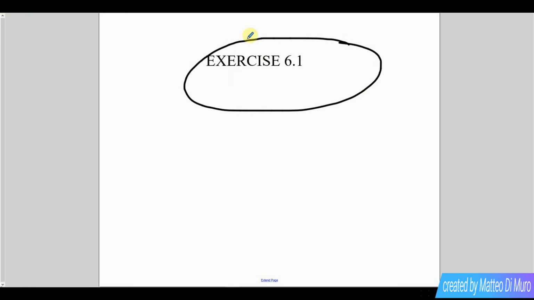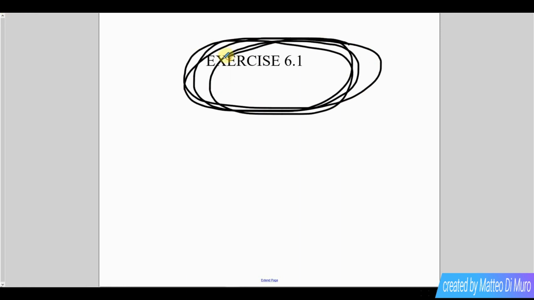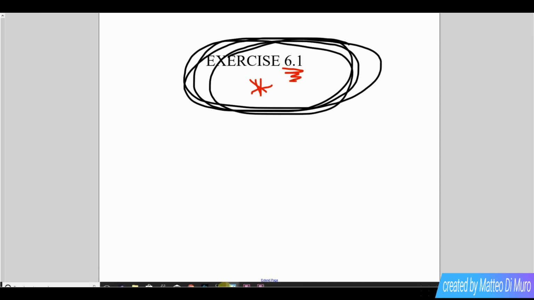So you can do the exercises for 6.1. Super important in this unit, I swear. I know I said that trig was the hardest unit, but I swear this unit is really dense too. It's pretty hard. So do the exercises.